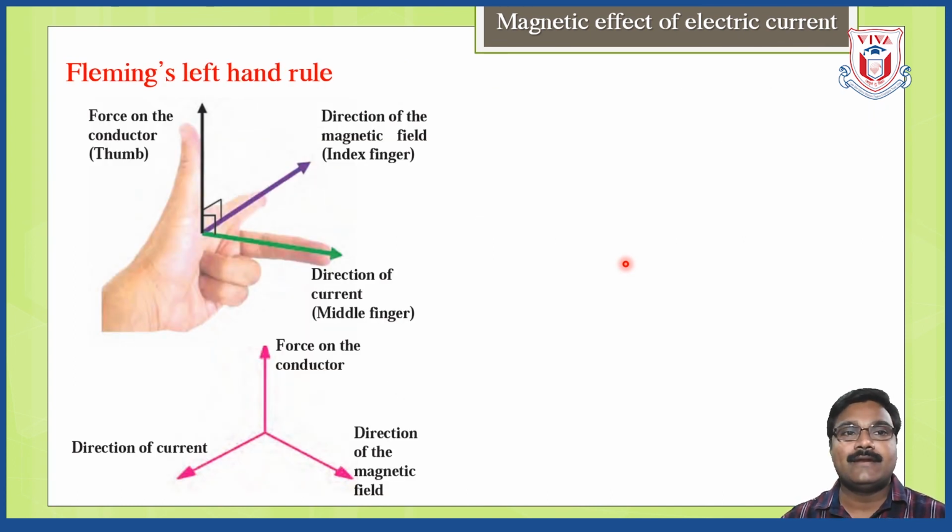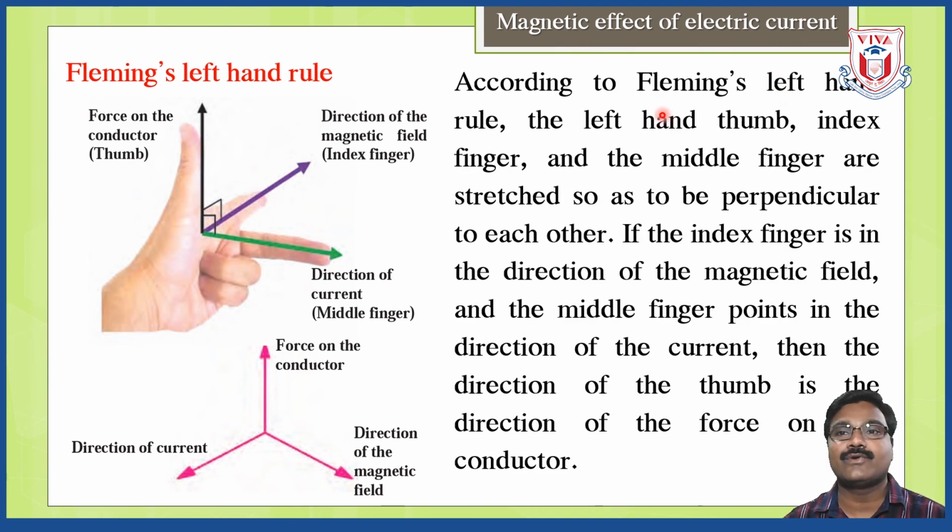Now, to get the direction of the force, that means the force experienced by conductor, we use Fleming's left hand rule. What is that? According to Fleming's left hand rule, the left hand thumb, index finger and the middle finger are stretched so as to be perpendicular to each other. If index finger is in the direction of the magnetic field, the middle finger points in the direction of current, then the direction of thumb is the direction of the force on the conductor.